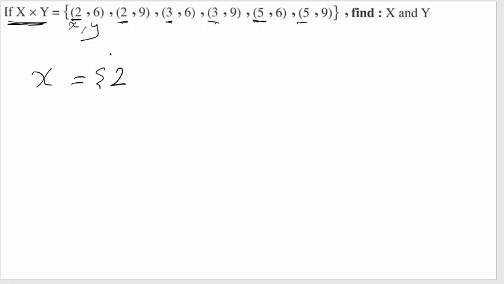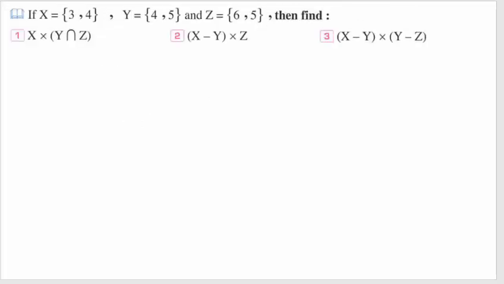It will be 2 and 2. Don't repeat in the set. In the ordered pair I can repeat, but in the set I can't. 3 and 3 I can't repeat. 5 and 5 I can't repeat. It will be 2, 3 and 5. Y equals the second images: 6, 9, 6, 9, 6, 9. So it will be 6 and 9 both.